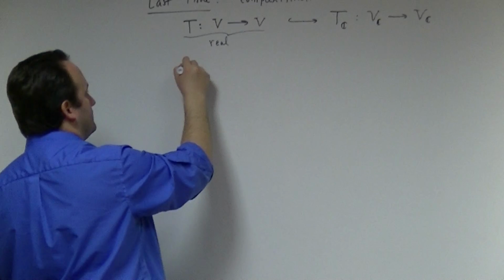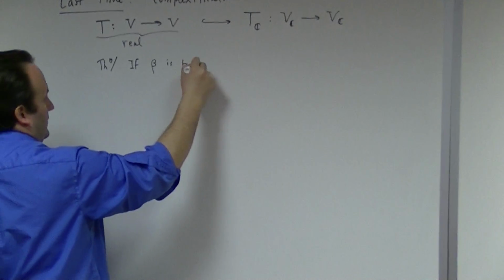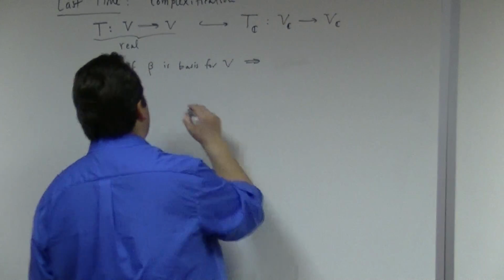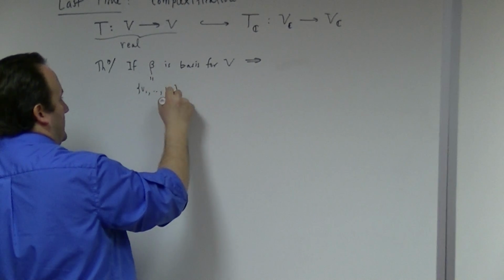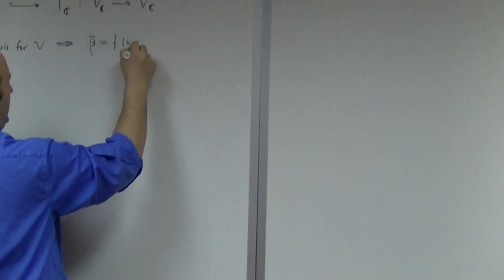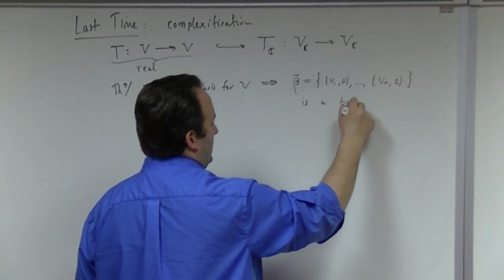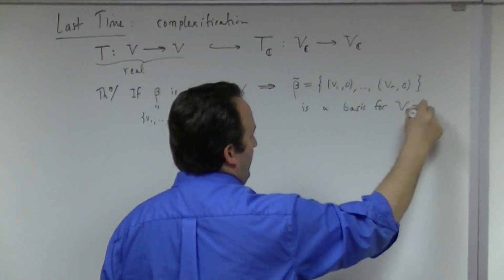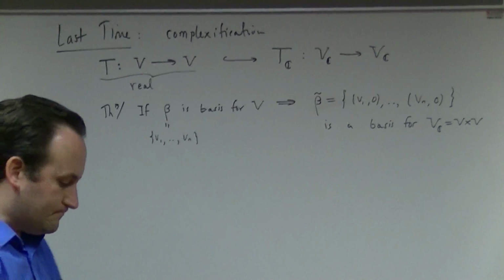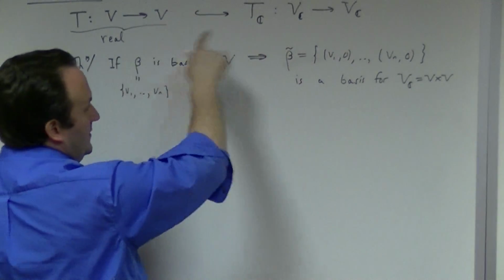Now, we also had a theorem I proved for you: if beta is a basis for V, so suppose beta is v1 through vn, then beta tilde, which I usually would just call beta, but let's be careful, is (v1, 0) through (vn, 0), and it is a basis for V sub C, which remember was the Cartesian product of V with V paired with a complex scalar multiplication. An immediate corollary of this concerns such a transformation T versus its complexified one, T sub C.